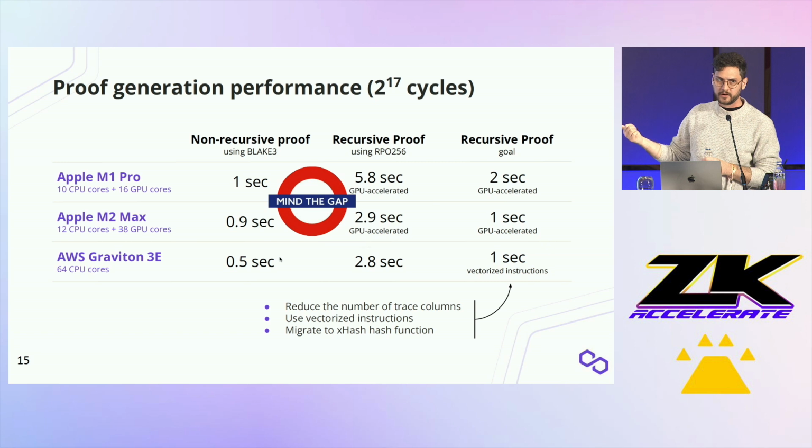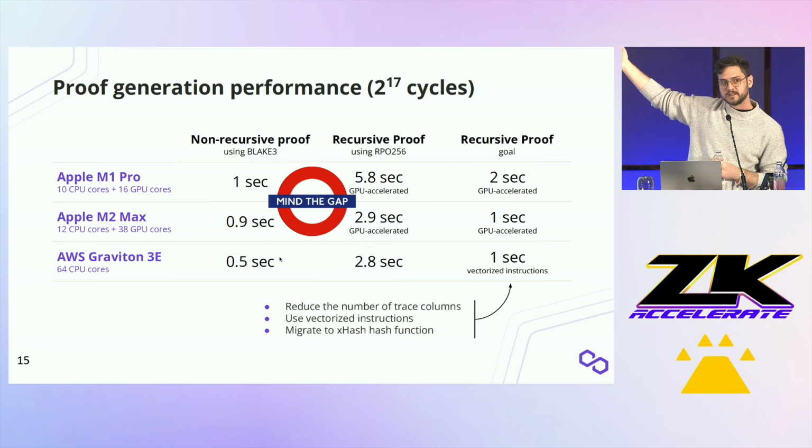We're also doing some other things, like removing columns from the trace, which also improves performance and makes sure that we can actually reach our target. So this is the first thing: this optimization gives us 2 to the power 17 cycles.